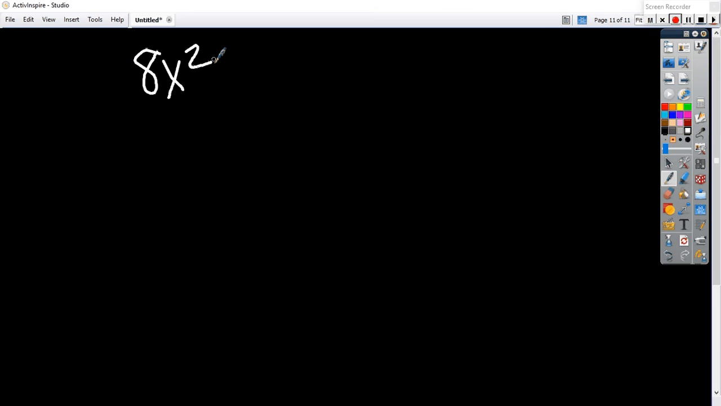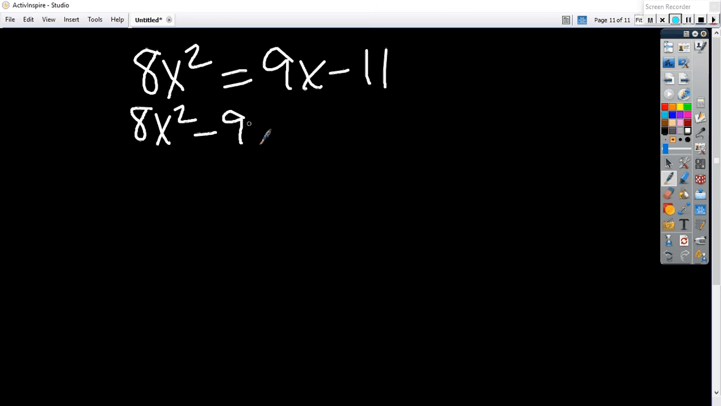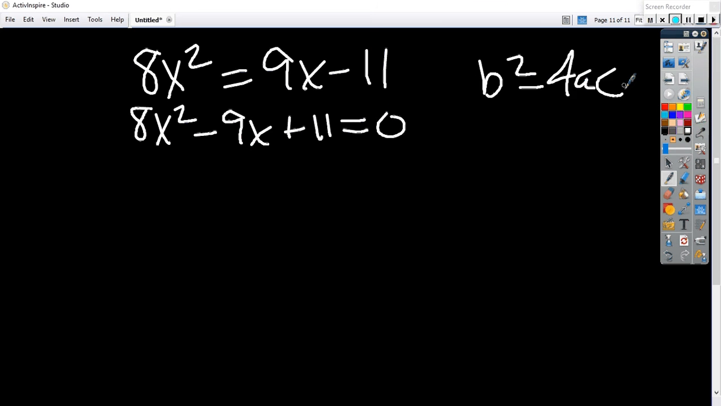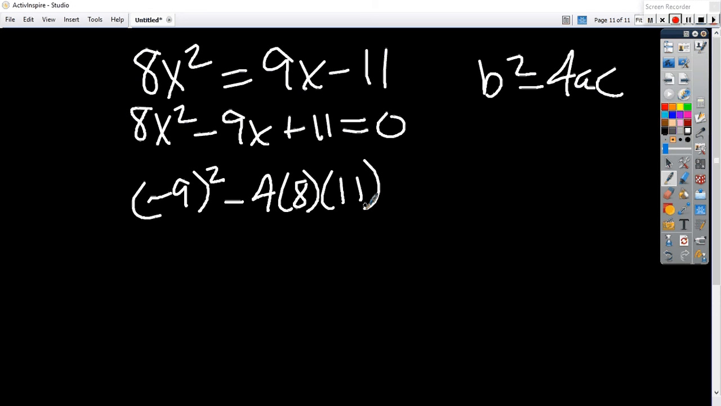8x squared equals 9x minus 11. This time I don't want to know what the solutions are. I just want to know what kind I will get. So you still have to set it equal to 0 because it's still a part of the quadratic formula, right? So let's do b squared minus 4ac. Negative 9 squared minus 4 times a times c. Negative 9 squared is what? 81.